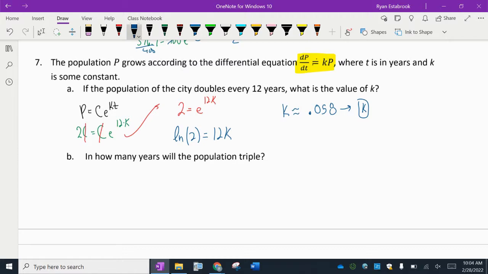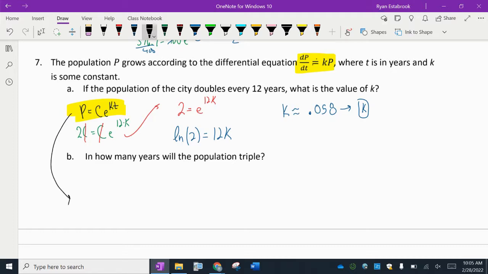Part B then asks about something else. So then to question B, in how many years will the population triple? So I'm going to go back to this equation. I still don't know the initial population, and it doesn't even matter. If it's a small town and the population is tripling or a large town and the population is tripling, the answers to this would be the same. The population is going to triple in the same amount of time.